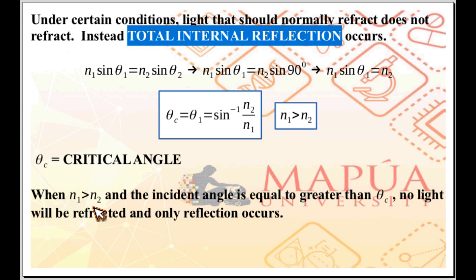When n1 is greater than n2, and the incident angle theta 1 is equal to or greater than theta c, the critical angle, no light will be refracted, and only reflection occurs. You have total internal reflection. If these conditions are not met, total internal reflection will not happen. You only get refraction of light.